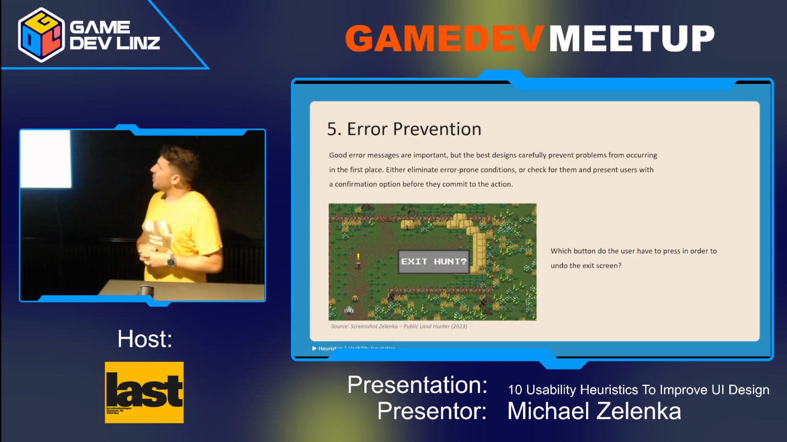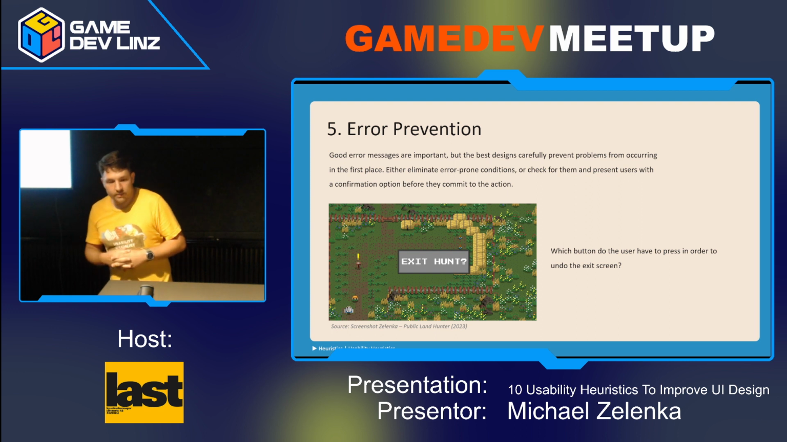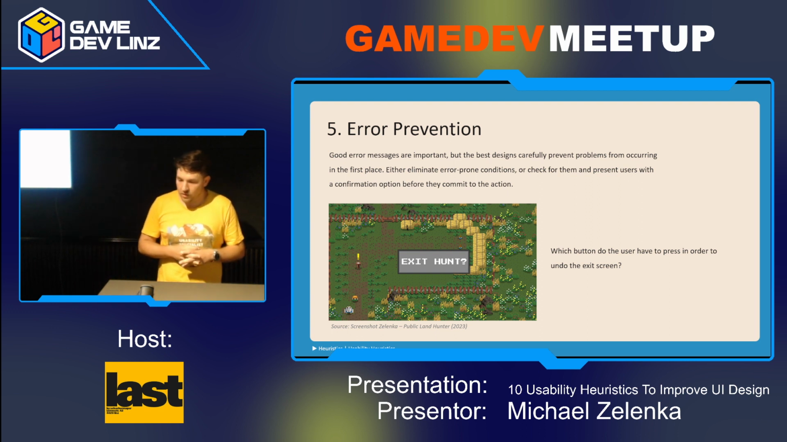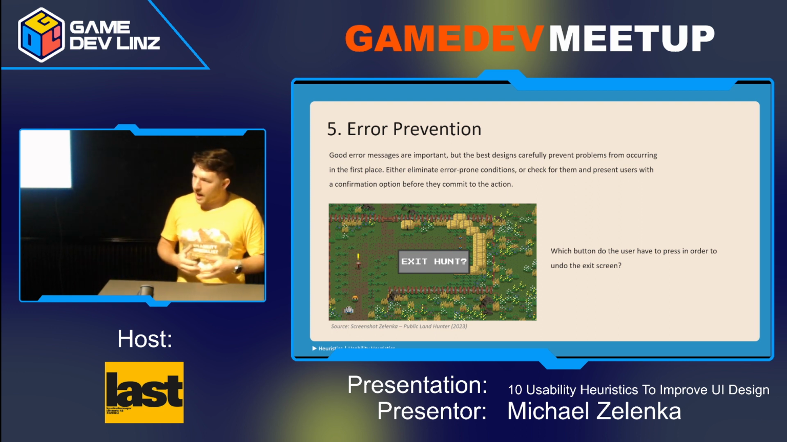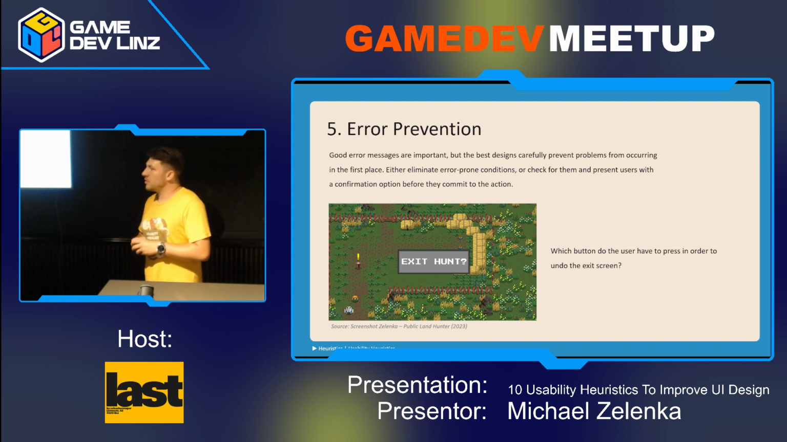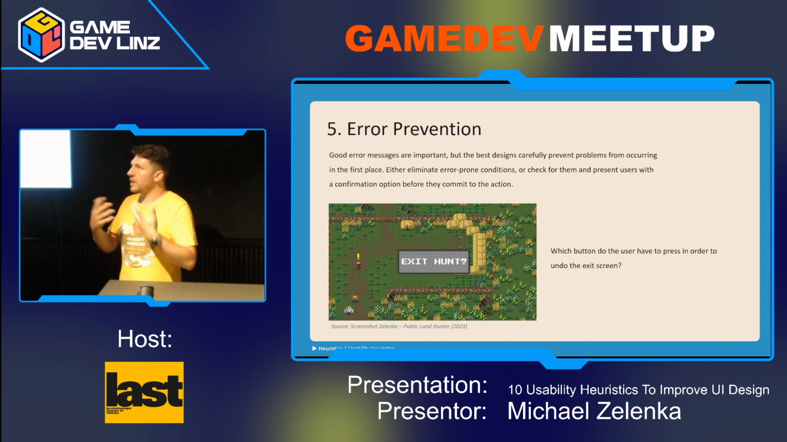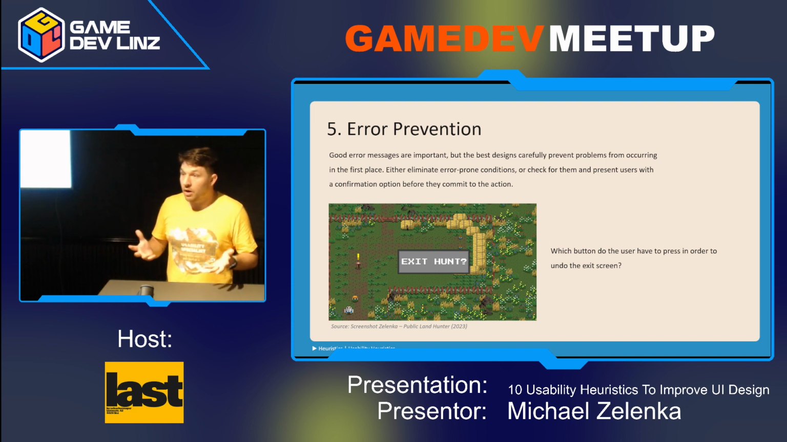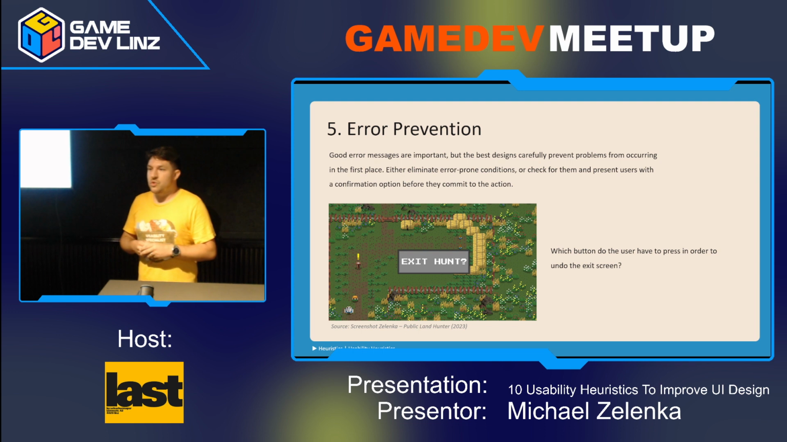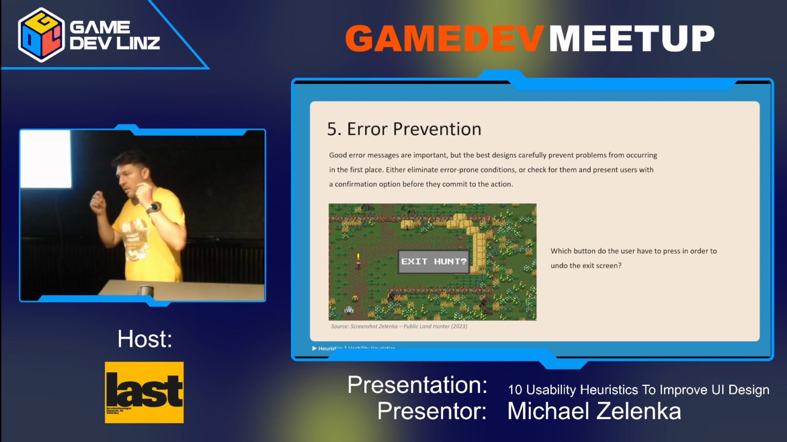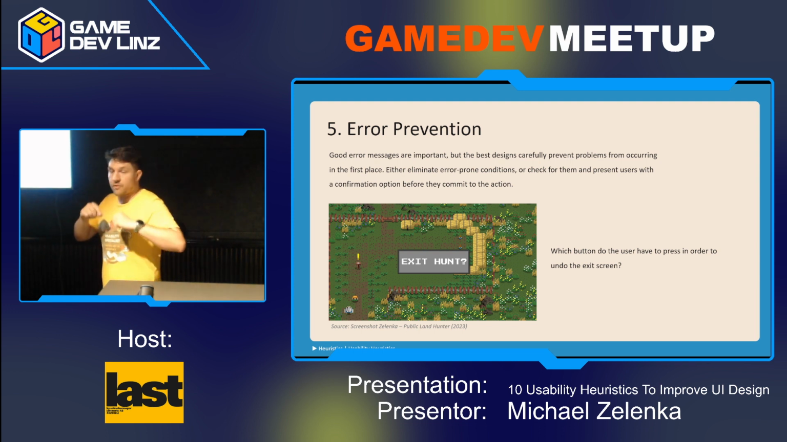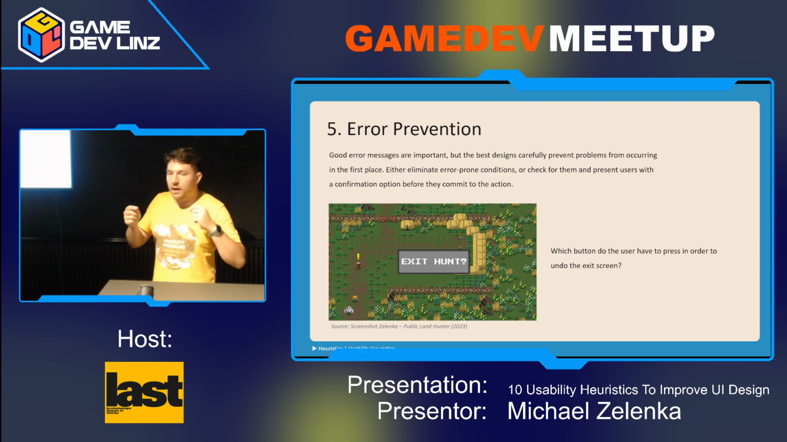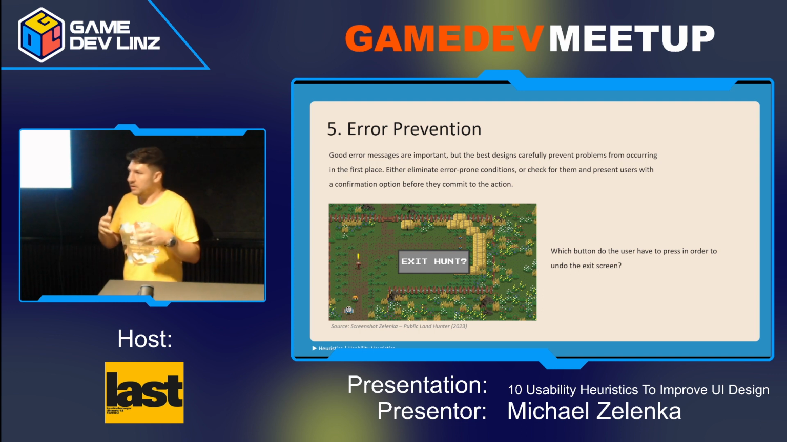The fifth one, error prevention. Here you want to check your game for places where players might click something and get stuck, and you try to think how you can recover from this error, or how you can implement things so that the player is not getting stuck.